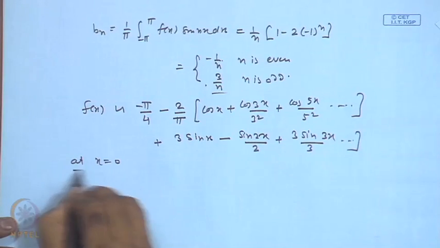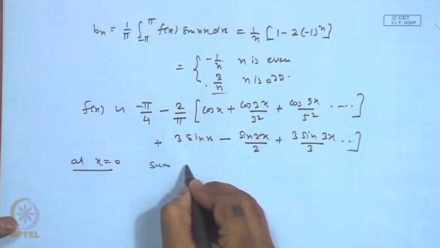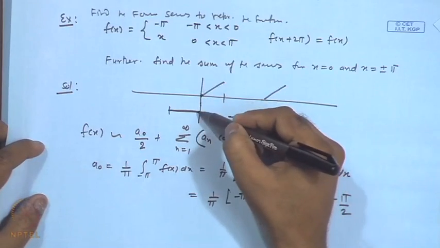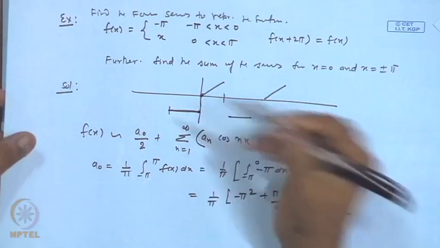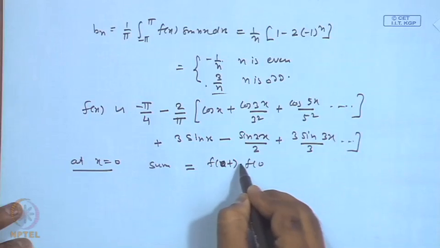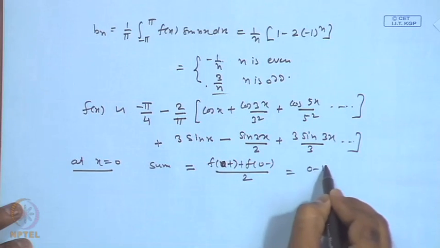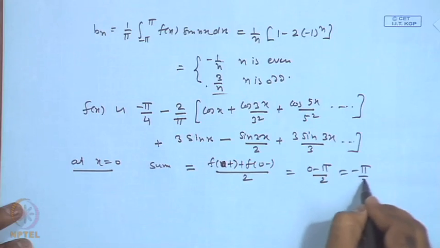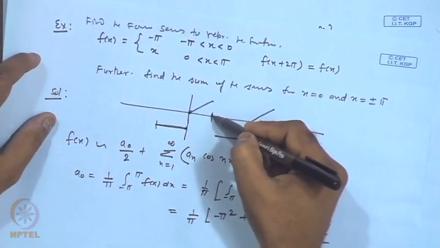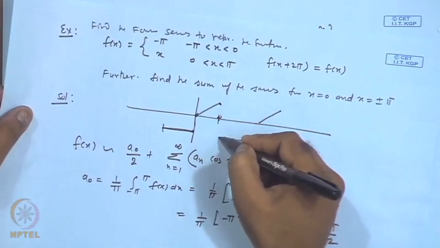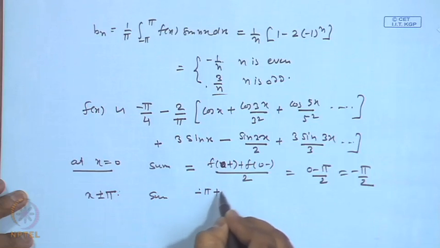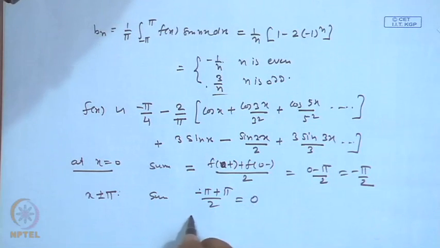Now, at x equal to 0, what will be the sum of the series? If we just see here, at x equal to 0, we have to take the average of these two values, that is 0 and minus pi, divided by 2. So, we take f 0 plus and f 0 minus, divided by 2. So, we have 0 minus pi, so we have minus pi by 2. And same at plus minus pi. At plus minus pi we have again the pi and the minus pi. So, at these two points we have plus pi and minus pi by 2, so the sum will be 0.